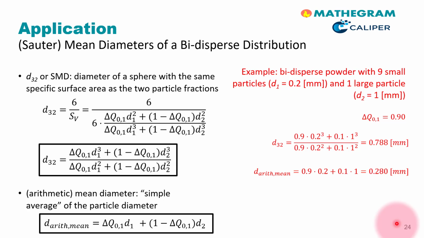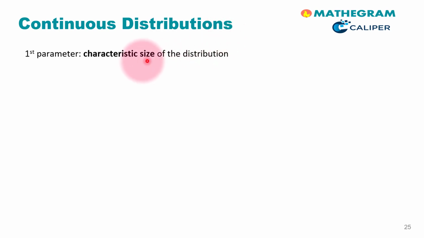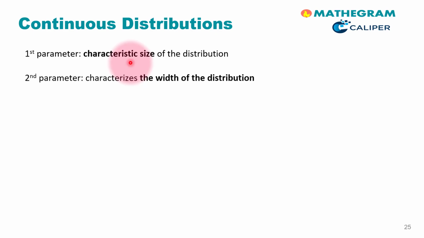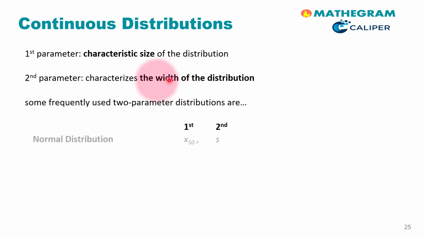Let us now move on to the next topic, which is concerned with continuous distributions. As you already know, they describe an ensemble of particles via an analytical expression. This slide summarizes how these distributions are characterized and constructed, namely from two parameters. The first one is the characteristic size of the distribution, and the second parameter characterizes the width of the distribution. These are very general definitions, so let us now look at some frequently used two-parameter distributions.